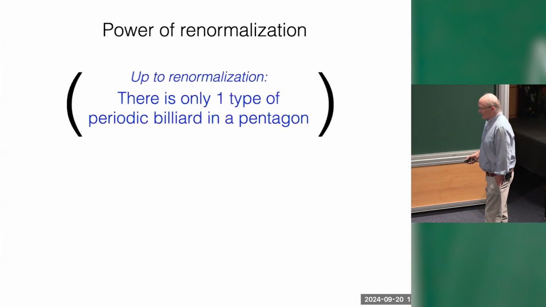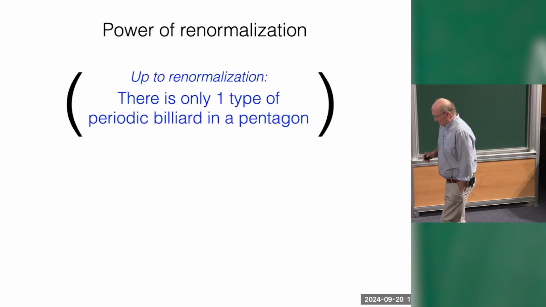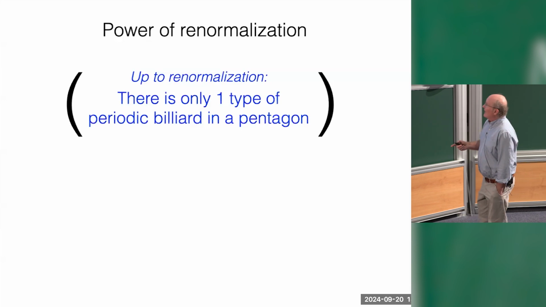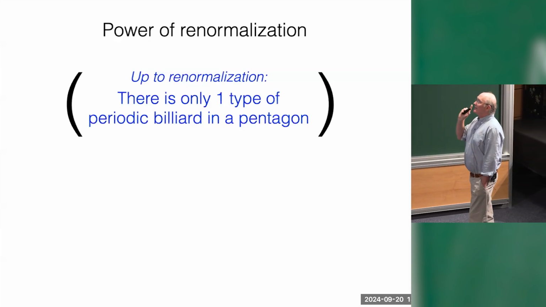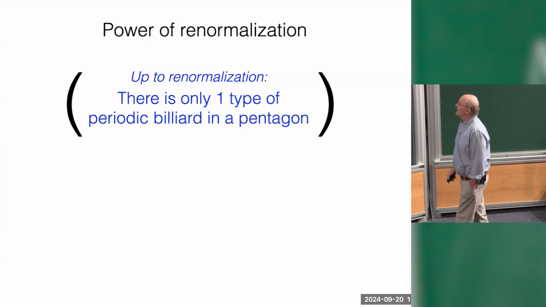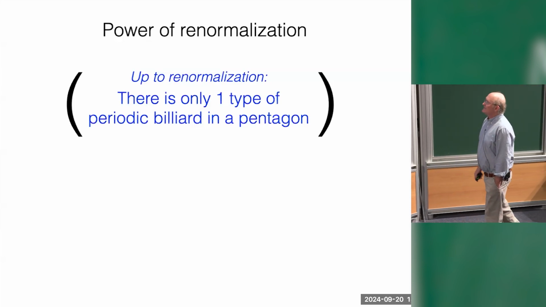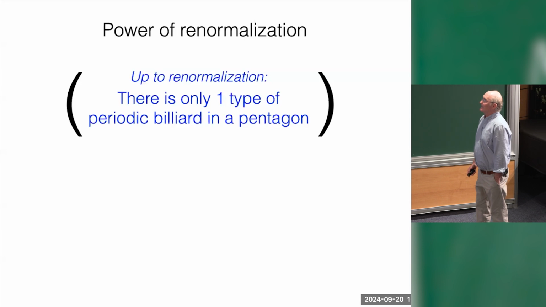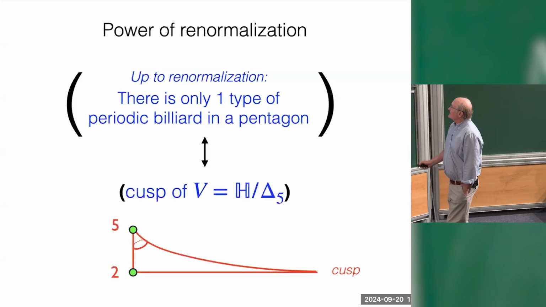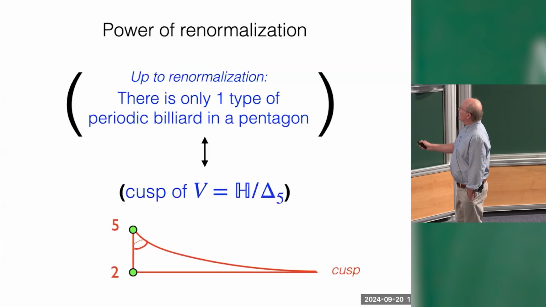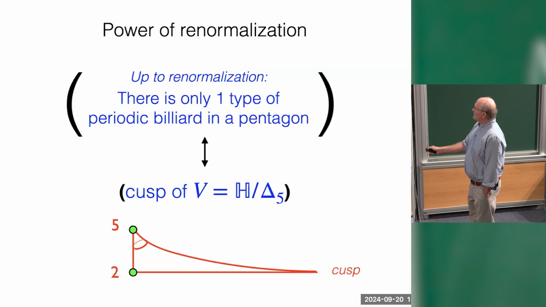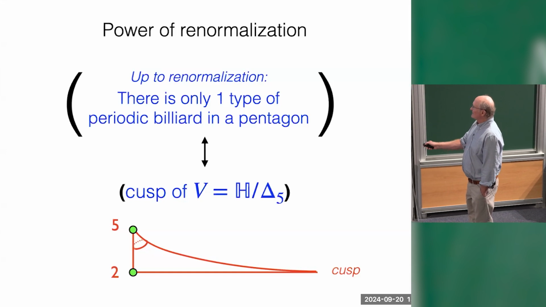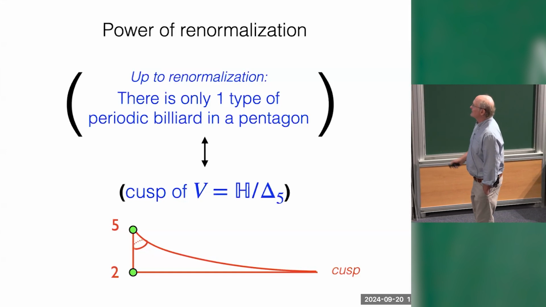But let me first tell you what renormalization is good for. So it turns out that up to the action of this renormalization group, there is only one type of periodic billiard in the pentagon. They're all the same up to this renormalization action, whatever that means exactly. And this has to do with the fact that when you form the quotient Riemann surface for the triangle group delta 5, here's a picture of it. It's a 2, 5, infinity orbifold. It just has one cusp.